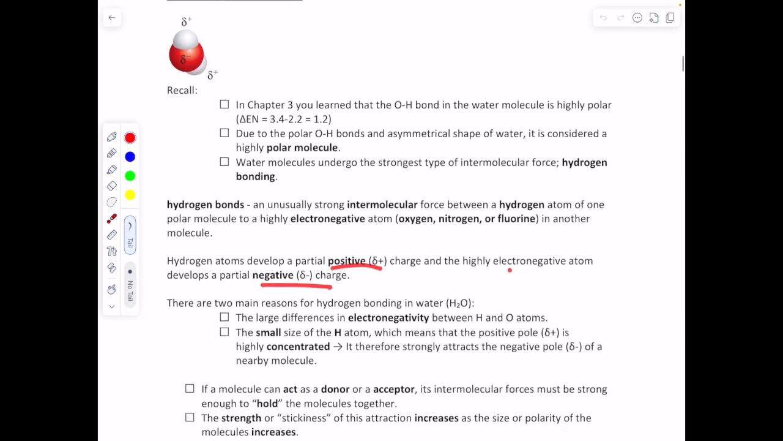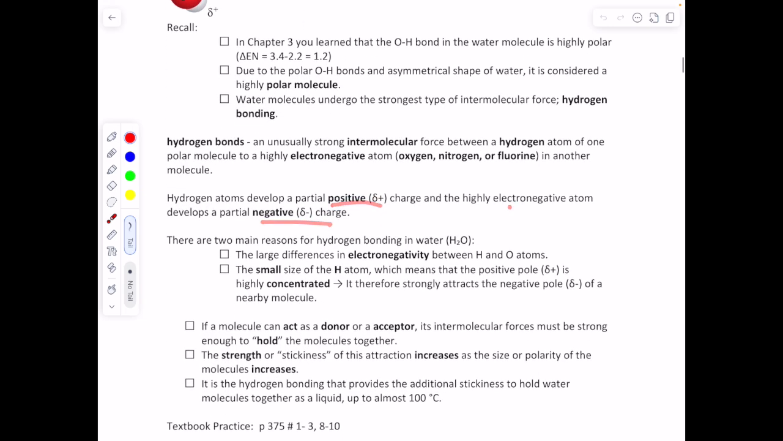There are two main reasons for hydrogen bonding in water. Number one, the large difference in electronegativity between hydrogen and oxygen atoms. And number two, the small size of hydrogen, which means that the positive pole is highly concentrated. It is therefore strongly attracted to the negative pole of the nearby molecule.